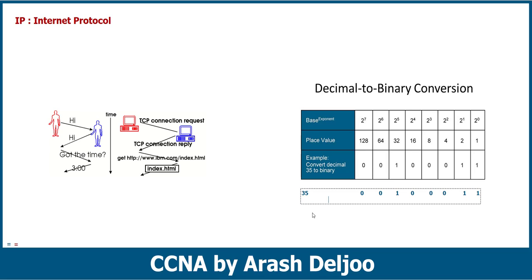Let me add these values to each other. Here we have 32, also we have 2, and here we have 1. If you add these values to each other, now you have 35. This means that the equivalent of 35 in base 10 is 00100011 in base 2. Okay, these are the conversions of the bases.